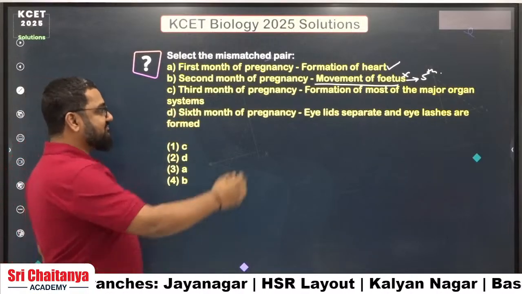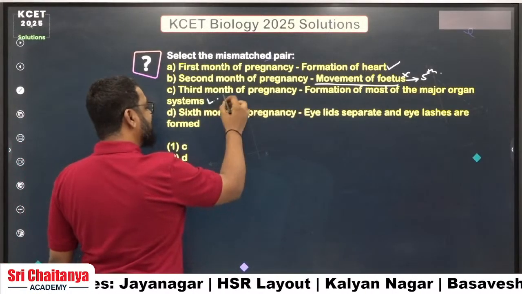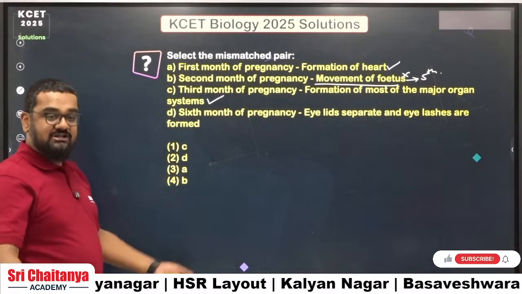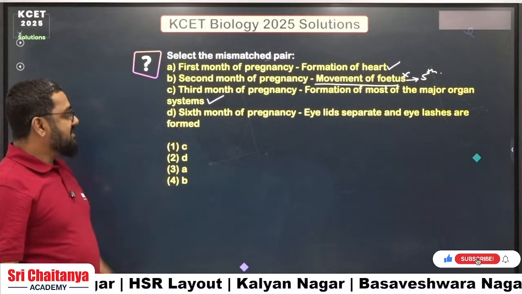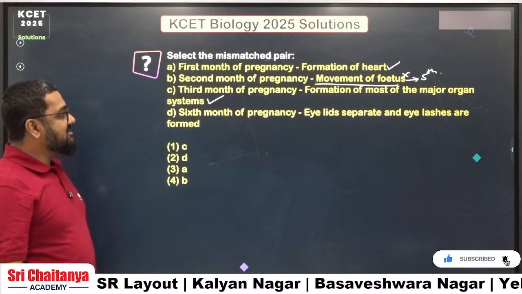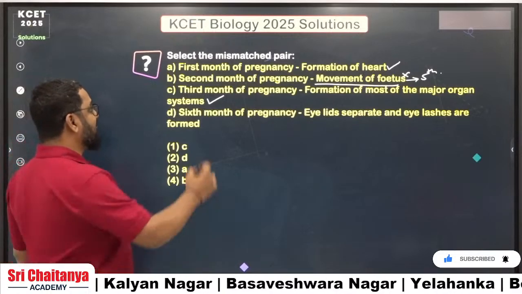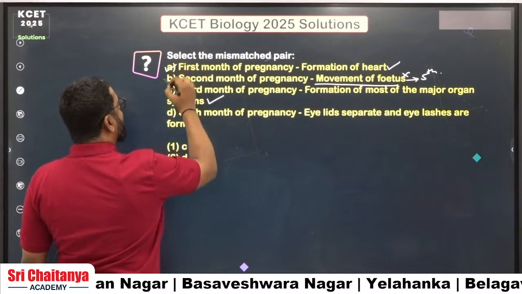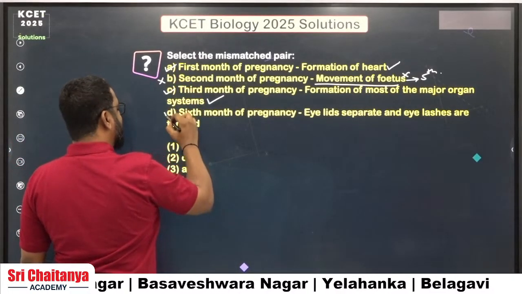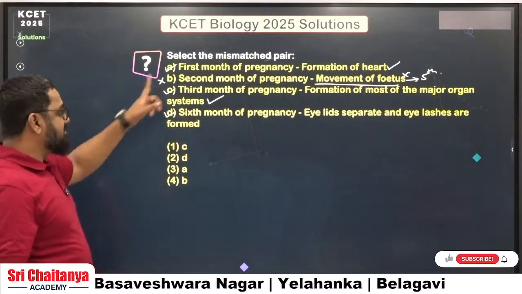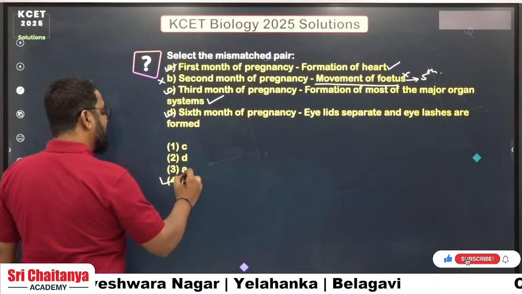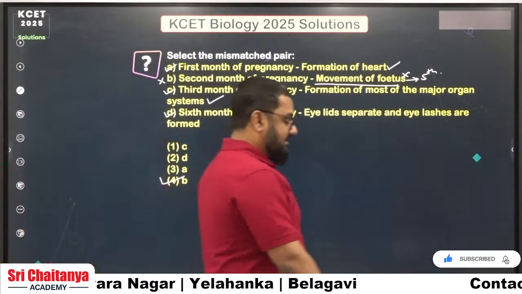Third month of pregnancy, formation of most of the major organ systems, right? Like hands, limbs, genital organs would be developed. 6th month of pregnancy, eyelids separate, eyelashes are formed, even body hair will be developed at this point of time. So A is right, B is incorrect, C is right and D is right. And they are asking the mismatched pair, that is B. So option 4 is the right answer.